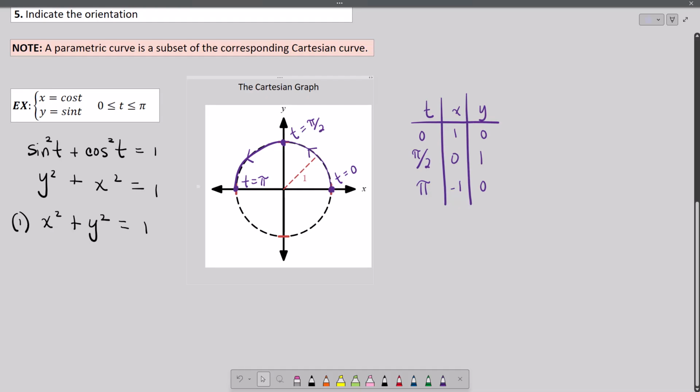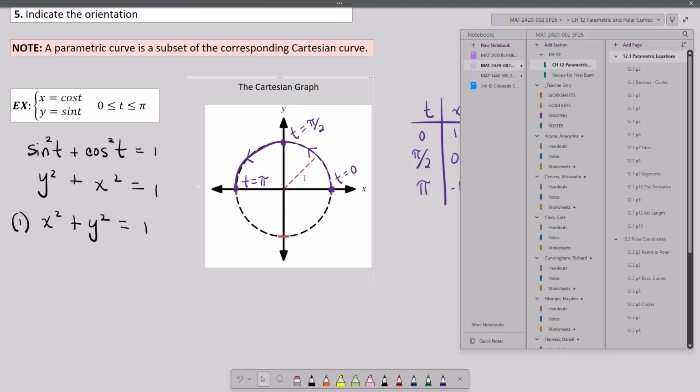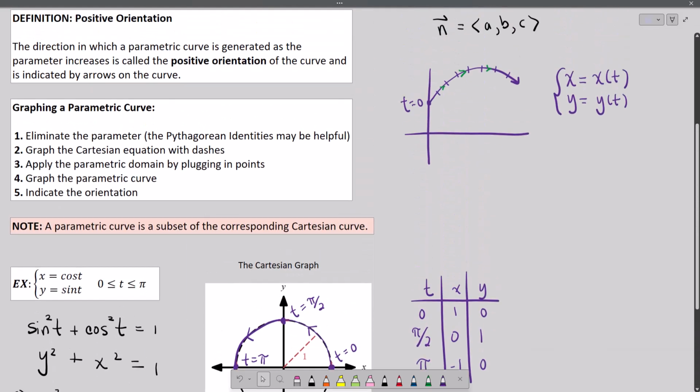All right, so this parametric curve is a subset of the rectangular curve. It's not the whole rectangular curve, the Cartesian curve. It's just a subset. And I think that was the question on there.